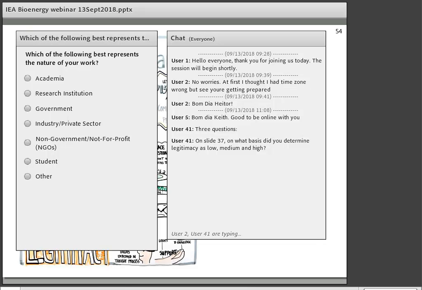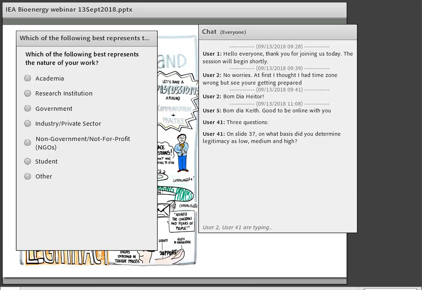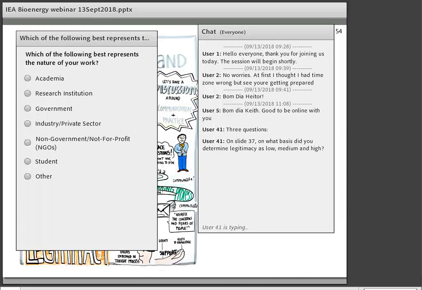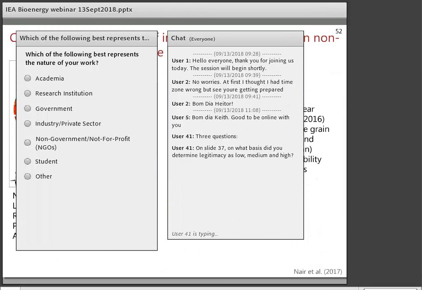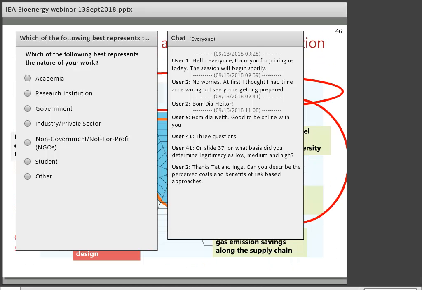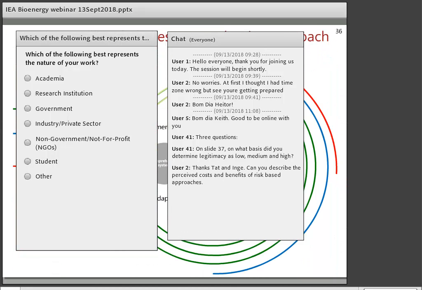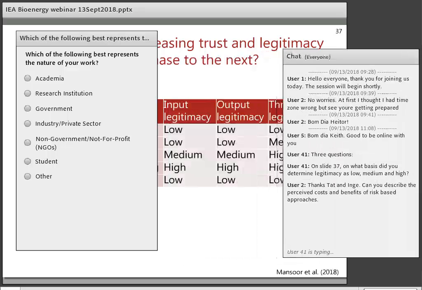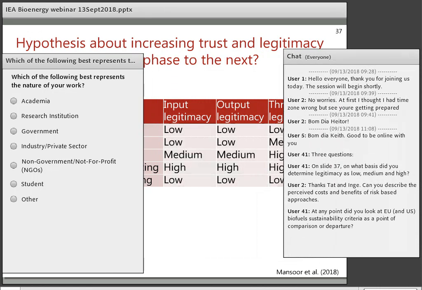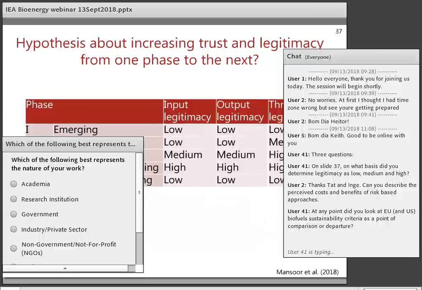So I see Rob has 3 questions. First one's related to slide 37. On what basis did you determine legitimacy as low, medium, and high? I think that must be related to the development phases there, where we're looking at the development of governance in these sectors over time.